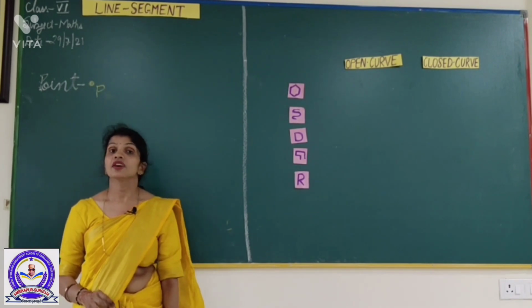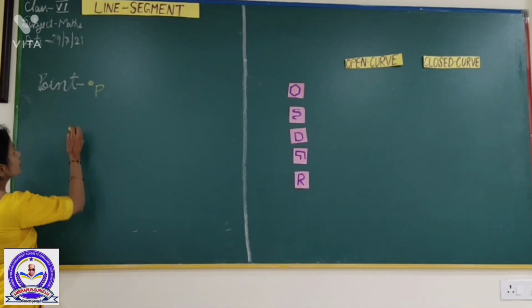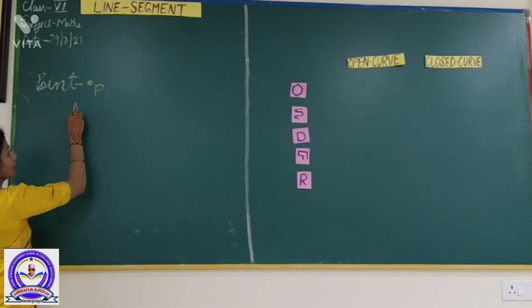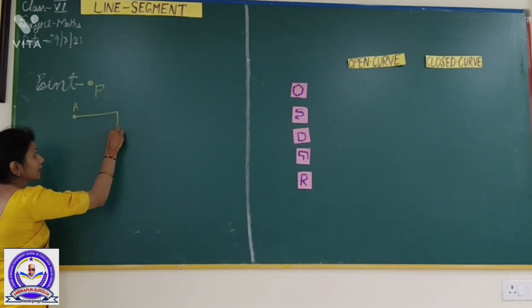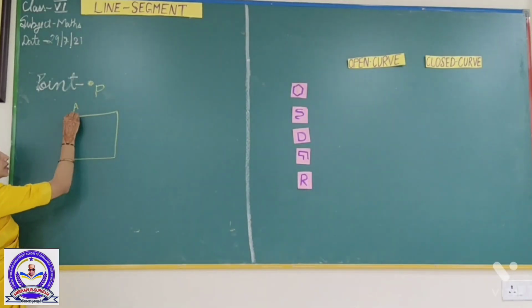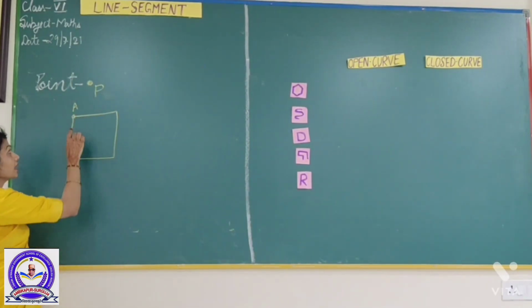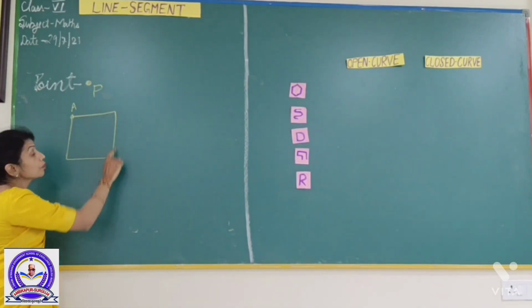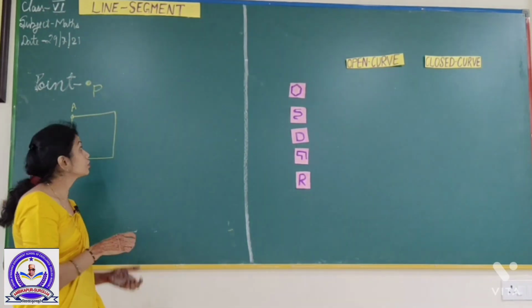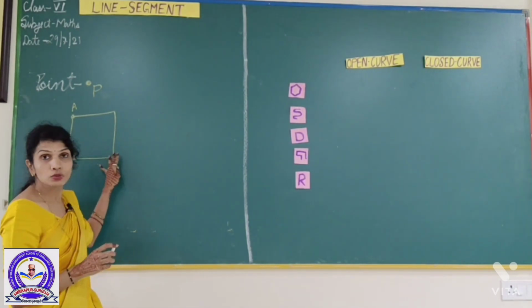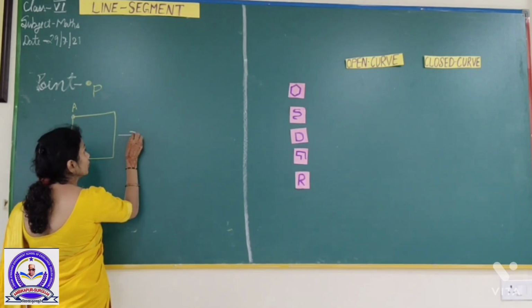Now suppose I start from this point A and I move like this, like this, like this, and again I come back to this point. What I have done? I started and ended at that point without moving to any other point, and this is known as a closed figure. It is looking like a square and it is a closed figure.